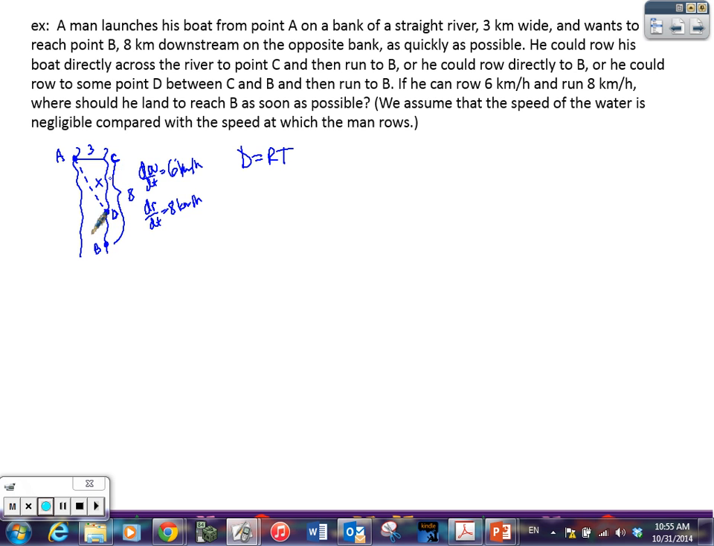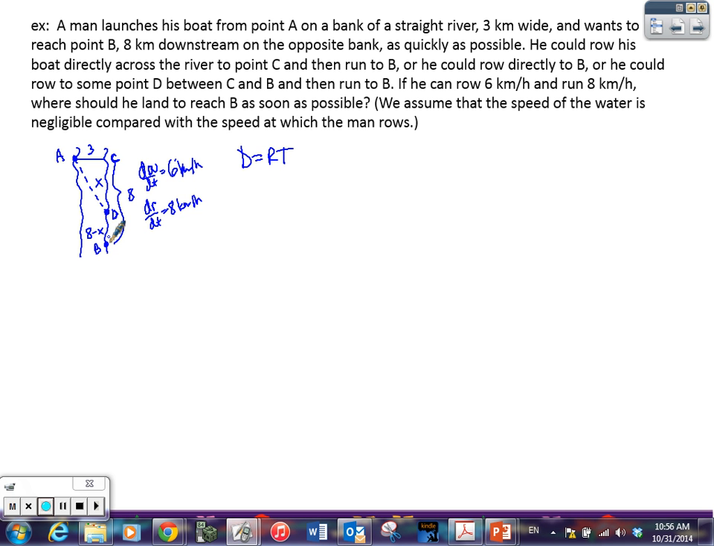So this would be 8 minus x. Okay, and I had a lot of confusion in the last class about domain. So let's talk about domain. Let's talk about what our options are. Domain has to do with the variable that we're using in our equation.